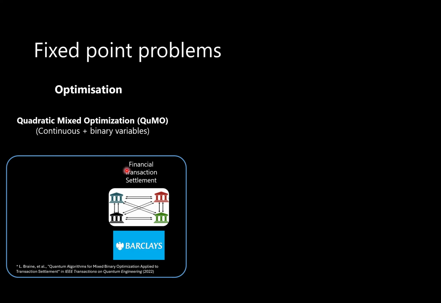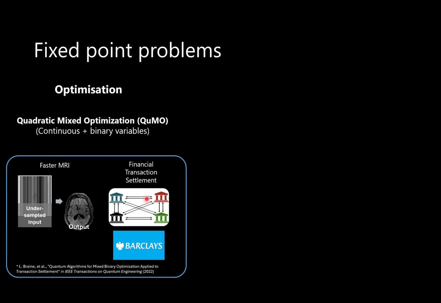As an example, we had a collaboration with Barclays, and we were able to solve a financial transaction settlement problem for them. And this is a problem where you imagine a series of banks all trying to send some money to each other in a kind of network graph structure, and you want to find the best, smallest set of transactions that can be made to make sure all the right money ends up in the right places.